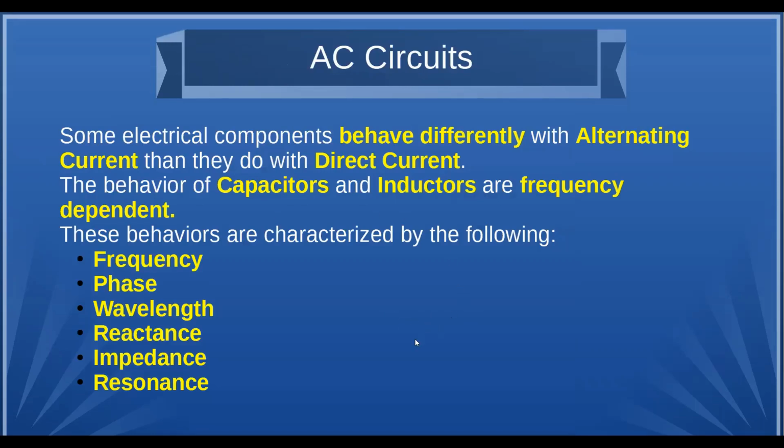Okay, AC circuits. Some components, like inductors and capacitors, will behave differently with alternating current than they do with direct current. And they tend to be frequency dependent, where direct current is essentially alternating current at zero frequency. So it means it doesn't alter.